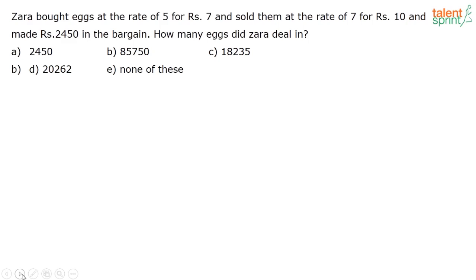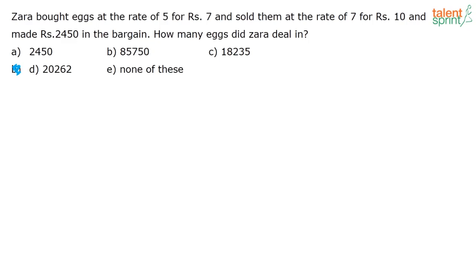Zara bought eggs at the rate of 5 for rupees 7 and sold them at the rate of 7 for rupees 10 and made 2450 in the bargain. How many eggs did Zara deal in? So what is the answer for this question? Any of you got the answer for this question? Let's start solving the question.